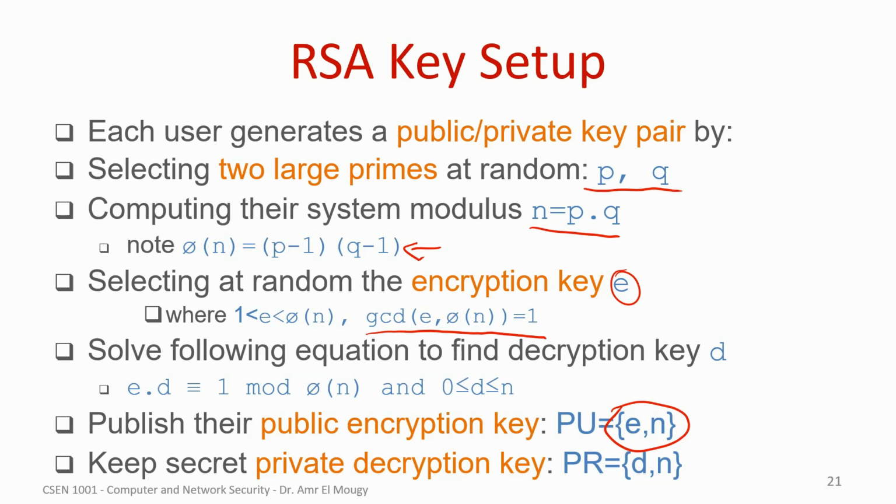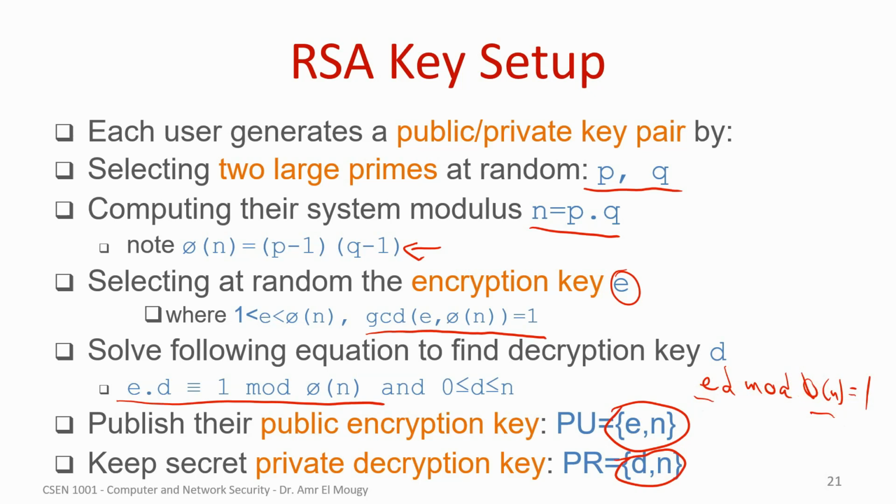So how does the user then calculate the private key? We said that the private key has a mathematical relationship that binds it with the public key, and this is the relationship: E times D is congruent to 1 mod phi of n, or we can say E times D mod phi of n is equal to 1. You have E, you have phi of n, and you can calculate D from it. And so the private key is D and n, and there is a mathematical relationship which binds the private key with the public key.